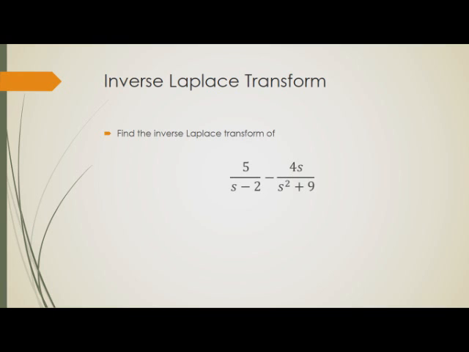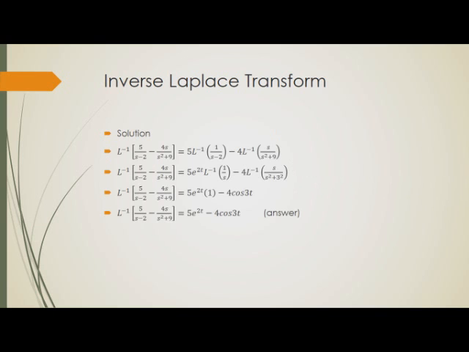Inverse Laplace transform example. Find the inverse Laplace transform of 5 over s minus 2 minus 4s over s squared plus 9. Solution. So first, we have to factor out the 5 from 5 over s minus 2 and factor out the 4 in 4s over s squared plus 9. Then using the table, we can see that the inverse of 1 over s minus 2 is equal to e raised to positive 2t.